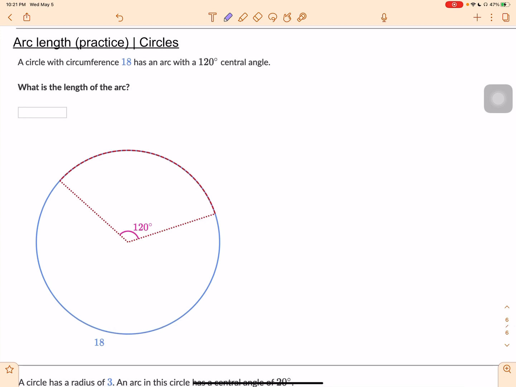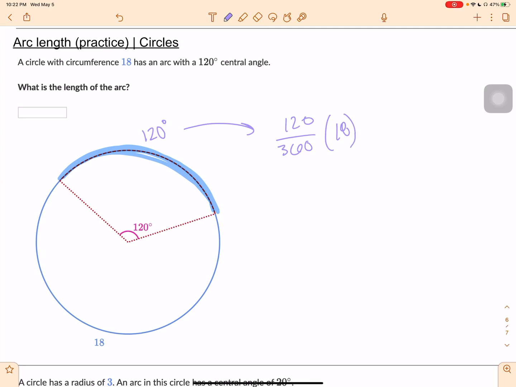All right, so a circle with circumference 18, which means the circumference is all the way around. So the length around the circle is 18. It has an arc with the 120-degree central angle, and it wants to know what the measurement of this arc with the 120-degree central angle is. So if the central angle is 120 degrees, then that means that my arc measurement is also 120 degrees. So this is 120 out of 360 degrees. Is that part of the circle? And that's the part of 18 units, which is the circumference.